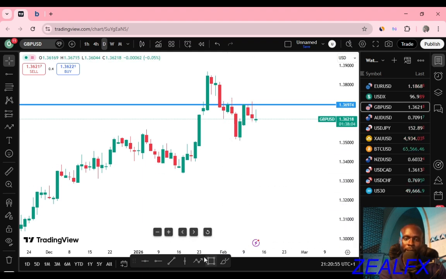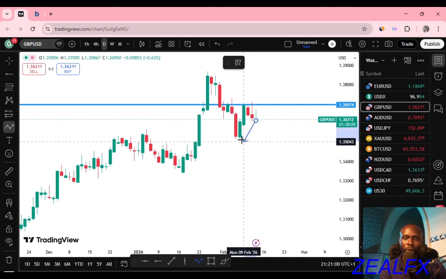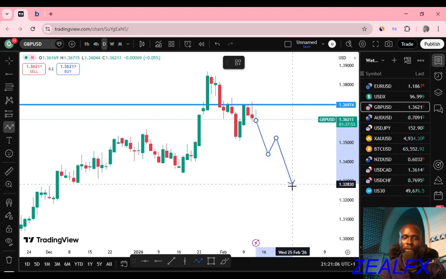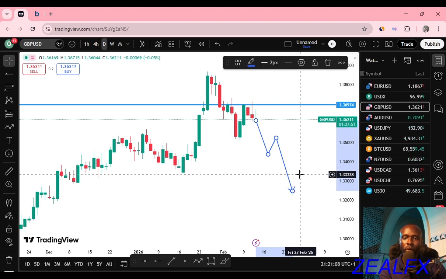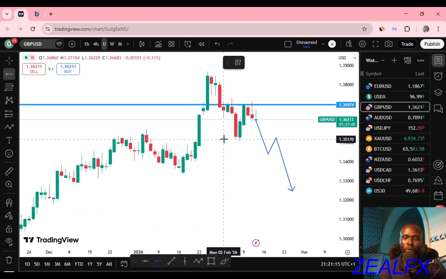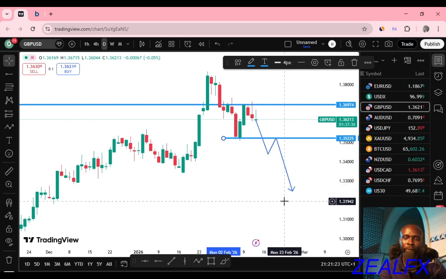Once we see price break below this lower high, this higher low, this might trigger a strong bearish momentum for the pounds to the downside. So long as we have this series of lower highs, we expect price to come back to this support level, and a break of this particular higher low support level might trigger more bearish trend for the British pounds USD to the downside.